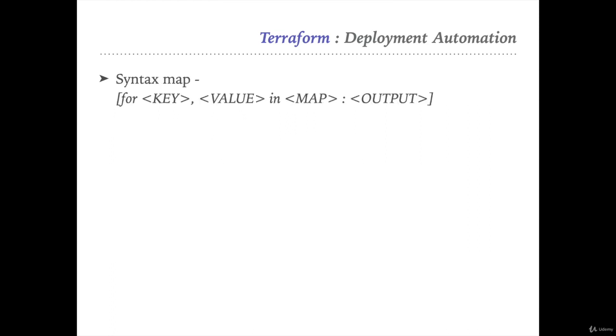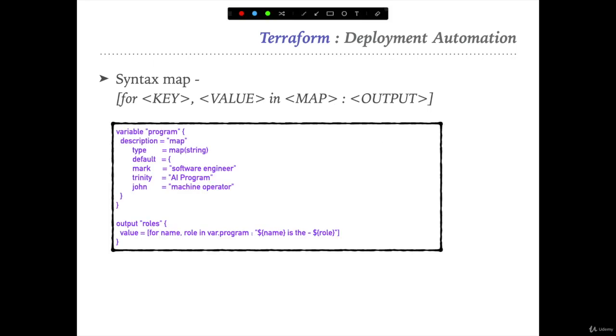Now let's see how we can use the for loop with the map. When we are going to use the for loop with the map, over here we have the for, then the key of the map. After that, we need to define the value of the map, and then we need to define that this key value is basically present in the map. And once it executes, it will produce the complete output into a single value which is called output.